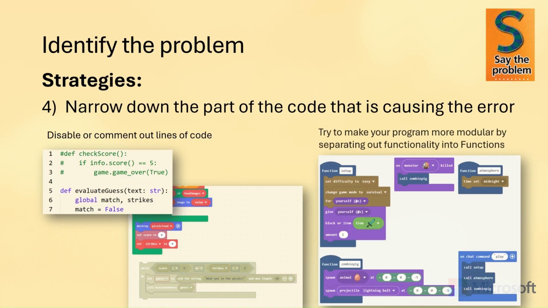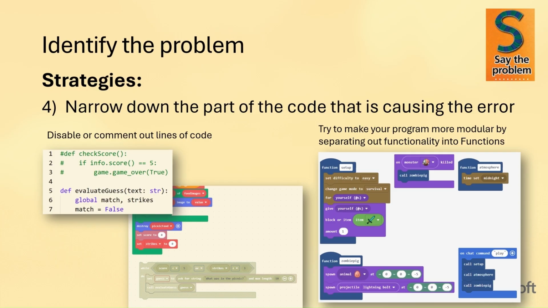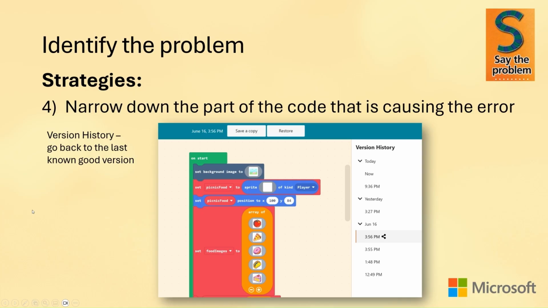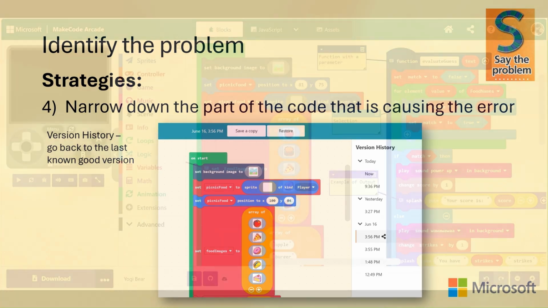Second is by rewriting your program to be more modular by using functions where possible. This is a programming best practice to separate out functionality and logic into different parts, helping to more easily navigate your program and identify where the problems are. And lastly, another way to narrow the scope is to use the version history feature in MakeCode. This allows you to see previous versions of your project, so you can go back to the last known good state. Let me show you how this feature works.